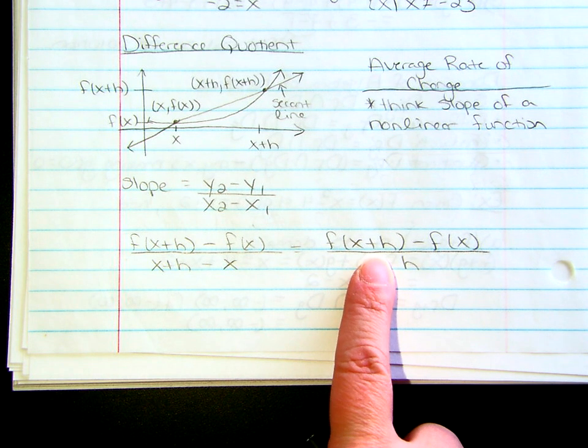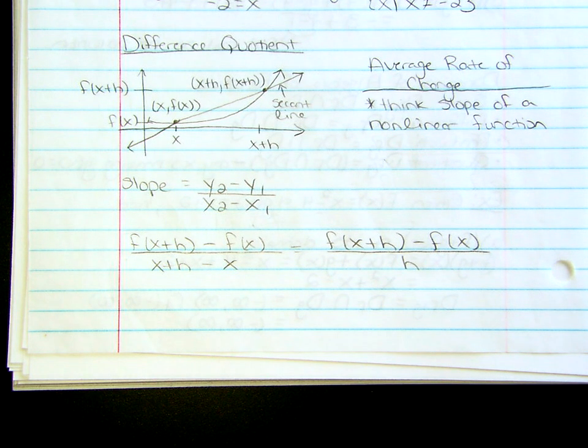What is that word under the line? Secant. S-E-C-A-N-T. Secant line. I think I said tangent line, but secant line.